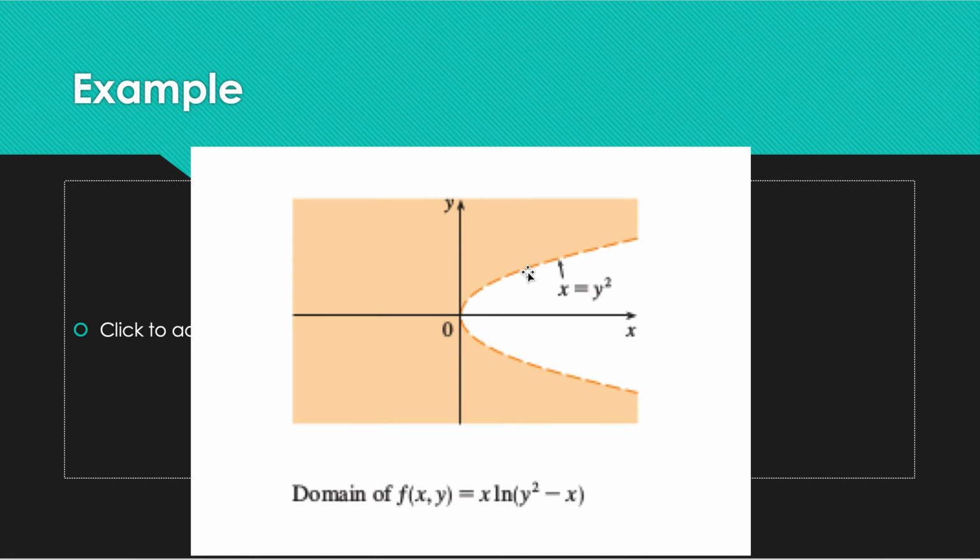I would graph the equation x equals y squared, and I would shade everywhere that y squared is greater than x, which would be outside of this, because if I plug in the point, let's say (5, 2), I would get 2 squared is greater than 5... so I would shade it. So this goes back to inequalities and shading.